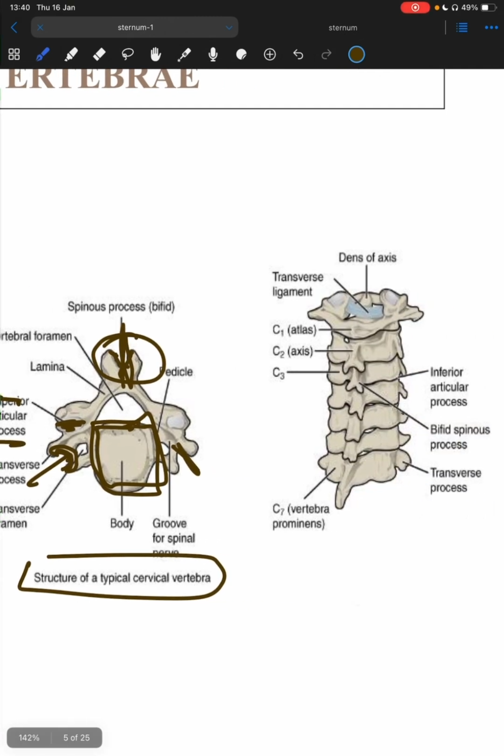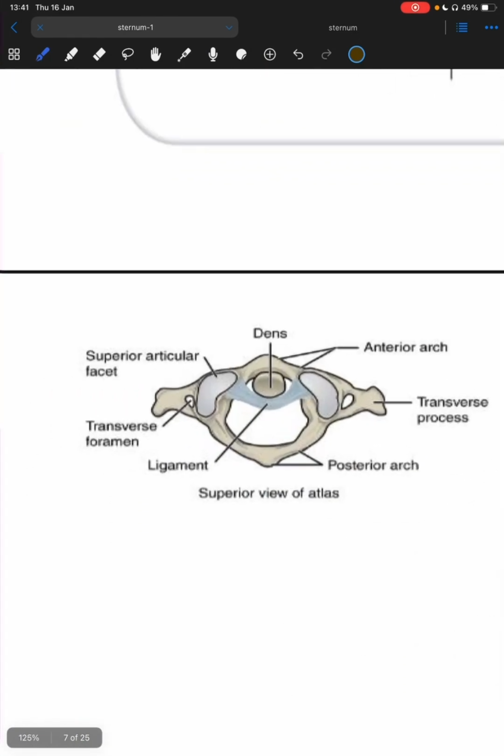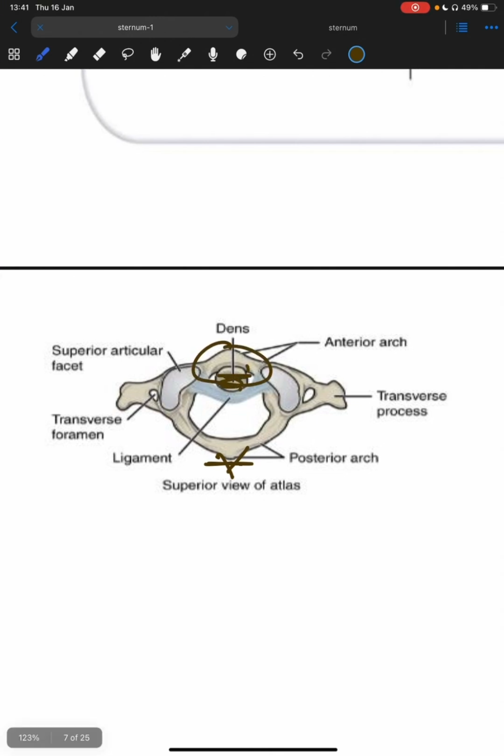If I talk about the two main vertebrae, C1 and C2, they are the most different type of vertebrae in our body. The first one is the atlas and the second one is the axis. If I talk about the structure, first the atlas. As you can see the difference, there is no spinous process over here. There is no body over here. This is not the body. This is the dense body of the axis.